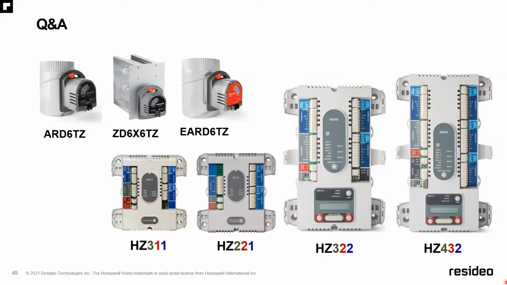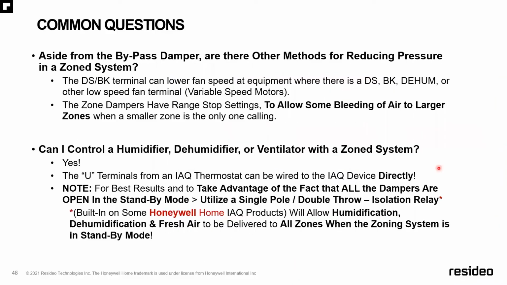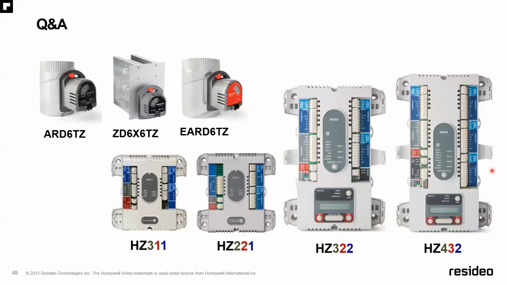Yes, most of the manufacturers will call it a dehumidification terminal. But if I'm not mistaken, both Trane and American Standard refer to it as a BK terminal. Lennox typically refers to it as the DS terminal.